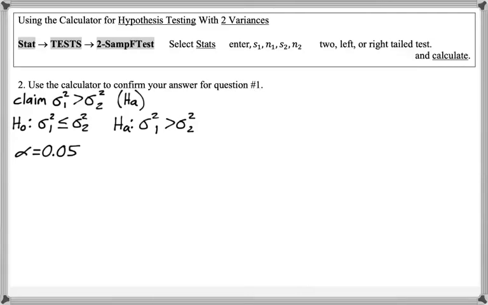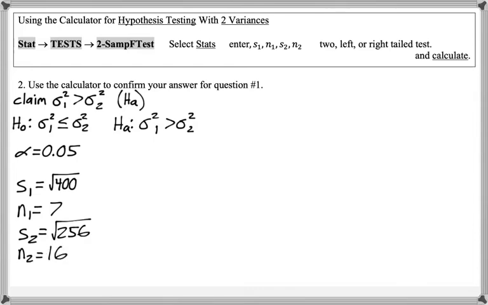Next, I want to show how we can use the calculator to solve question 1. Now, when we enter the information into the calculator, we have to enter the standard deviation and not the variance. So S1 is the square root of 400, N1 is 7, S2 is the square root of 256, N2 is 16, and this is a right-tailed test.